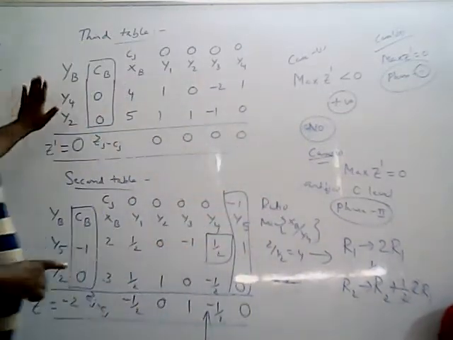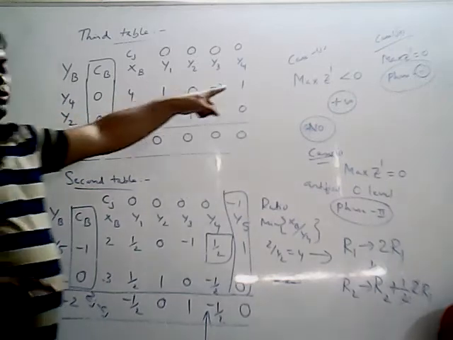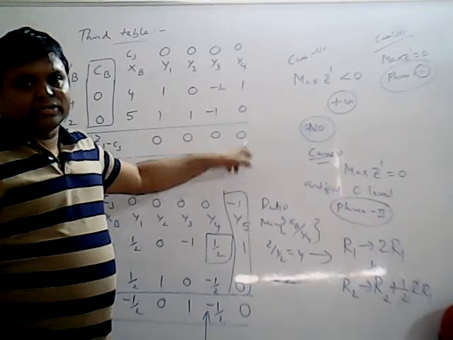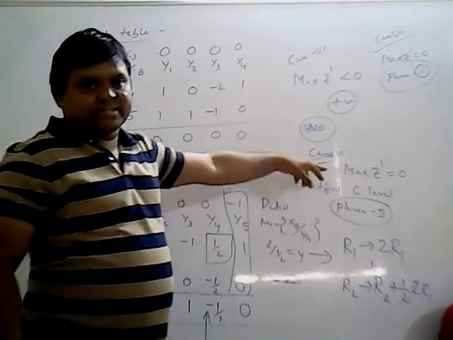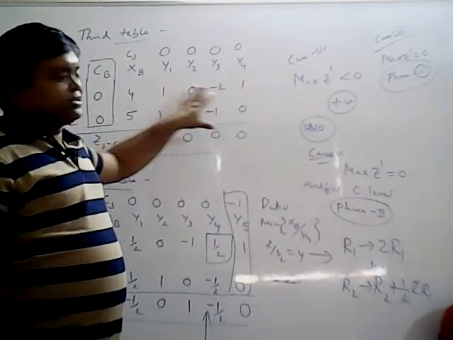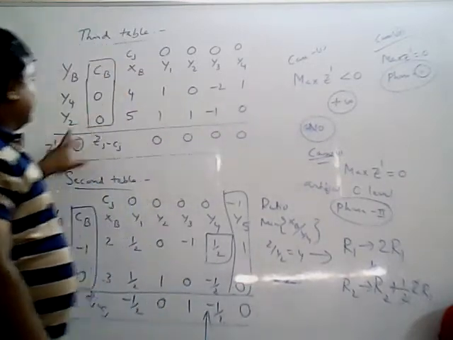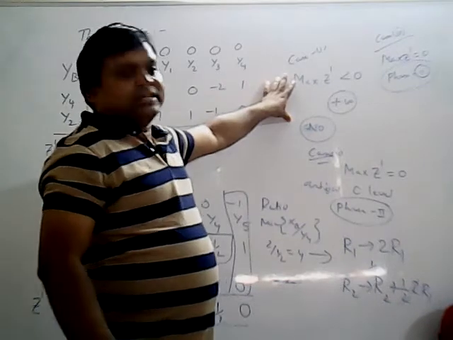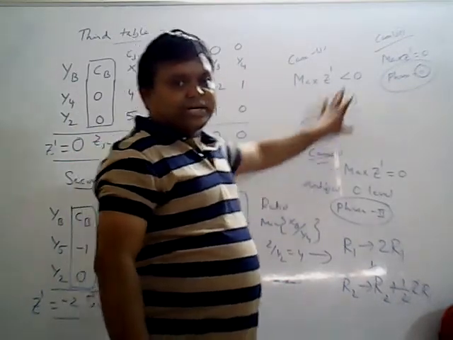Now this particular problem, see this one. When you have to go for these cases, if you get all greater than or equal to 0, then only you can go for these cases. Now which case does this particular problem come under? Maximum z dash equal to 0. That means it does not come under case 1. It may come under case 2, otherwise case 3.